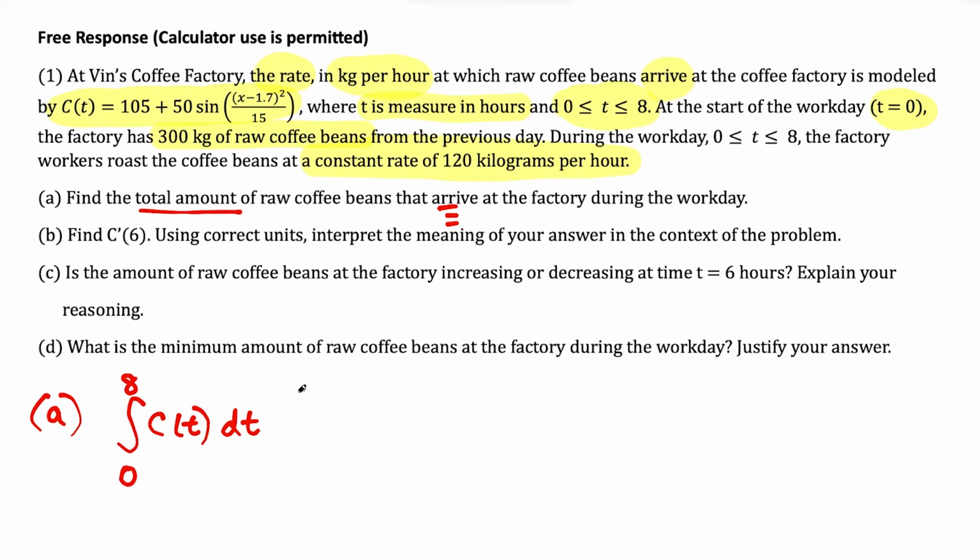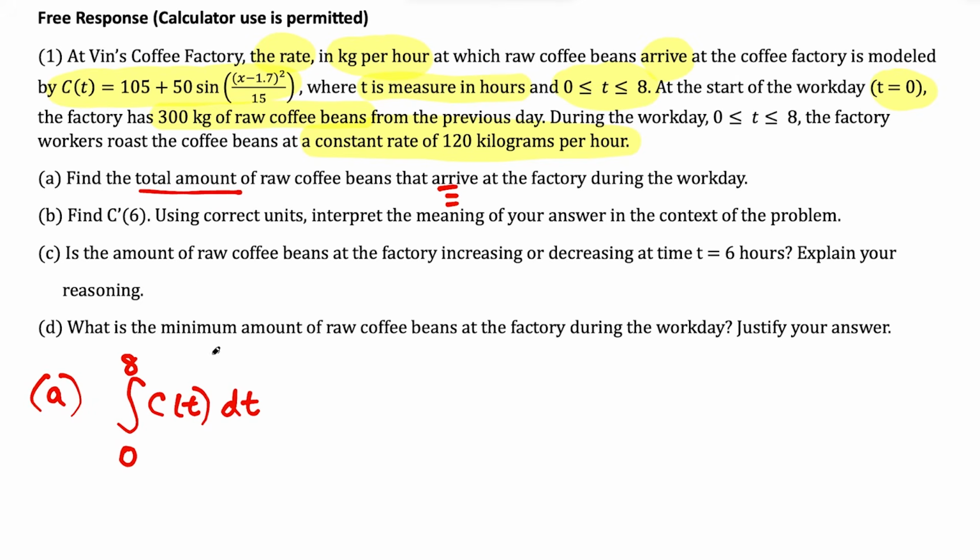Now the reason why we're integrating, so let's just think about this a little bit. The units for C of t are kilograms per hour. Okay, and the units for dt, the change in time, like the units for time, are also in hours. So you see how here hours over hours cancel, and that would give us kilograms, which is correct for the units we're talking about when we want to find the amount of raw coffee beans that are arriving. Okay, we would measure that in kilograms. So that's why we're integrating here.